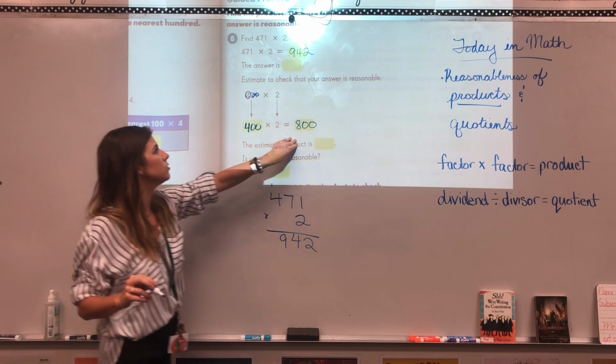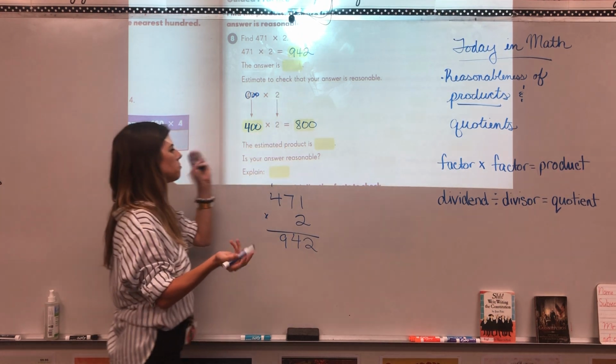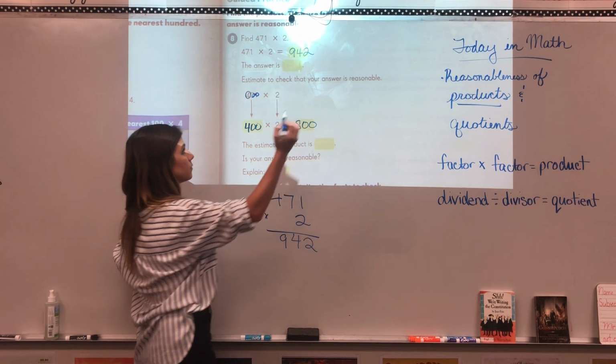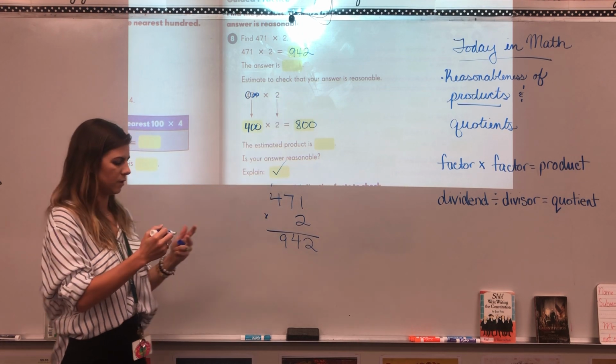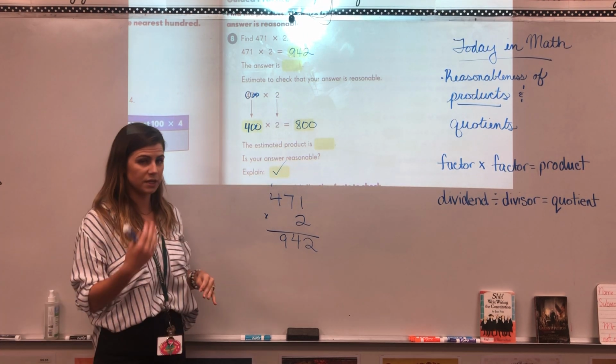Is 800 close to 942? Yeah, so it is reasonable because these numbers are close together. All right, and so that's how you check the reasonableness of products.